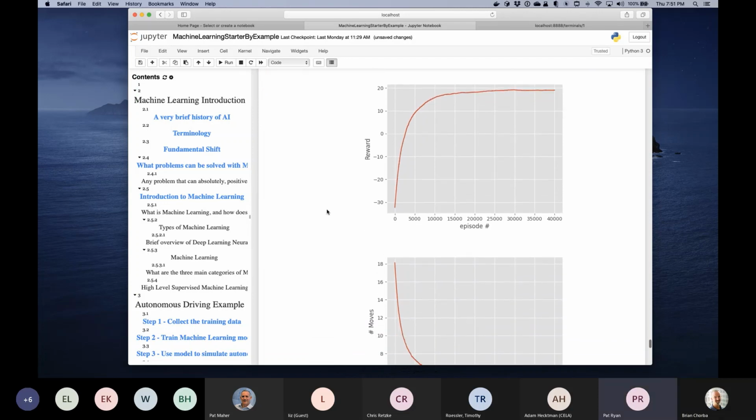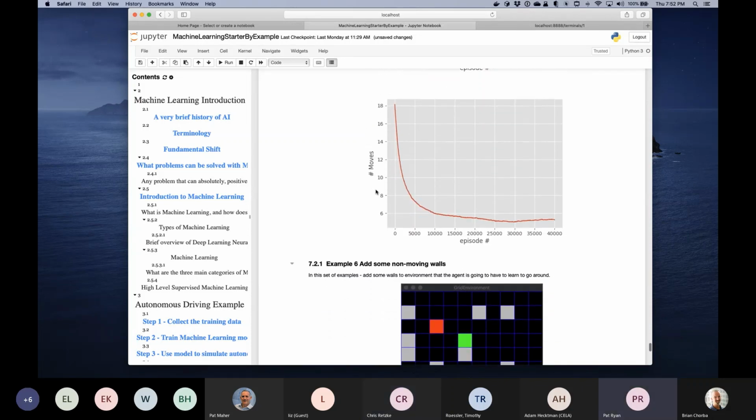And just as a quick example, I have a graph here which shows the number of episodes, or the number of times I played the game, on the bottom, and the amount of reward that it was able to find as it played the game. And as we played the game more and more, it was able to collect more and more reward. So it got much better at finding it.